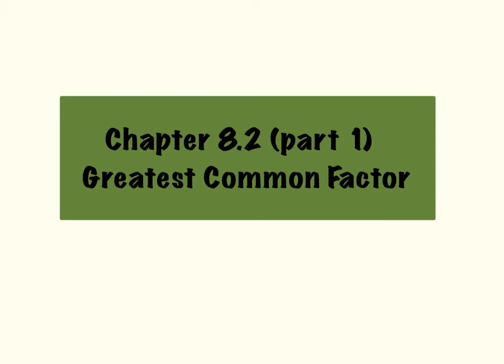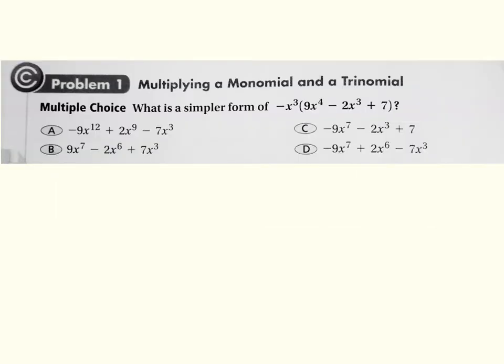Okay, so tonight's lesson is chapter 8.2, where we're just finding the greatest common factor. This is just part 1. I split it into 2 parts for you. So the first example wants us to distribute a monomial across a trinomial. So what you're going to do is distribute just like you would if it were just a number.